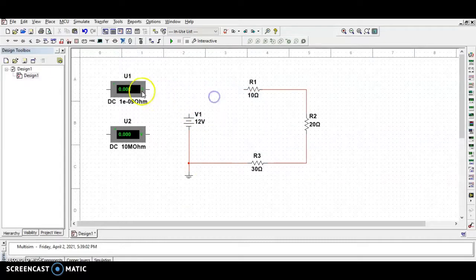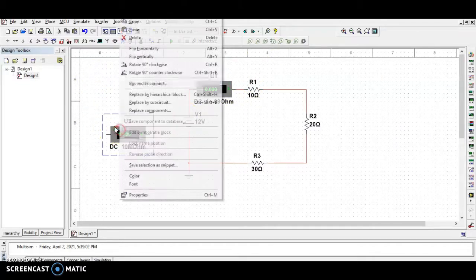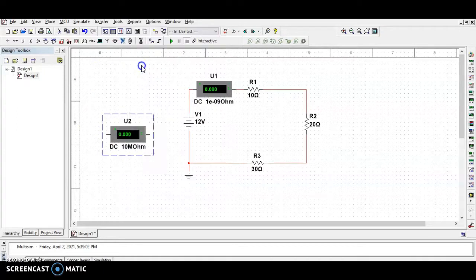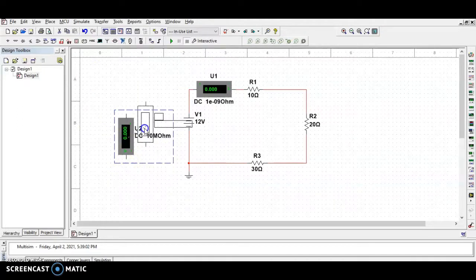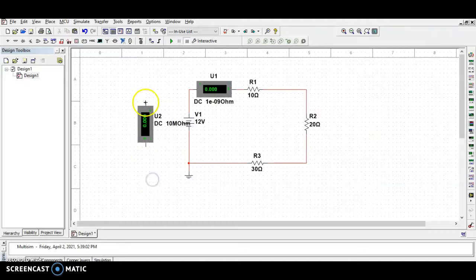And here we need to put the ammeter to calculate the total current in this. So we need to put it in series between first resistor and the voltage source. So next, the voltmeter, we need to put it in parallel to the voltage source. Okay, so it's done.